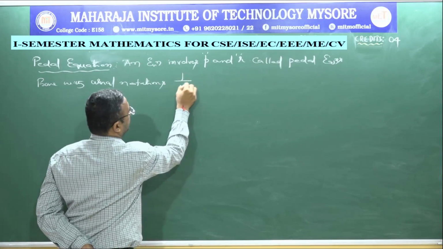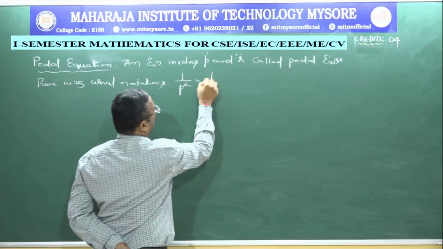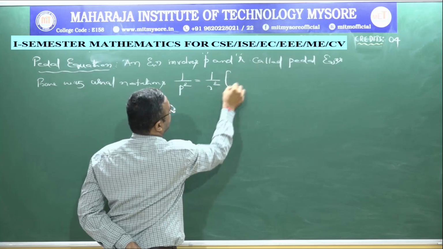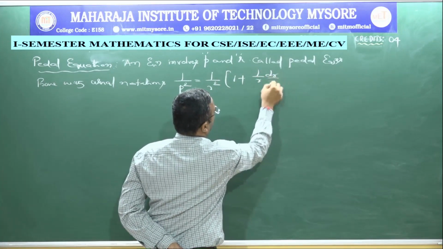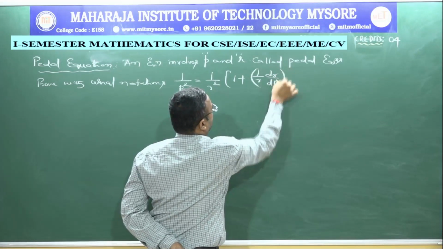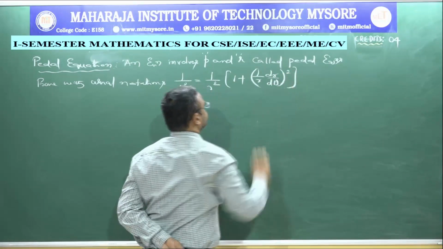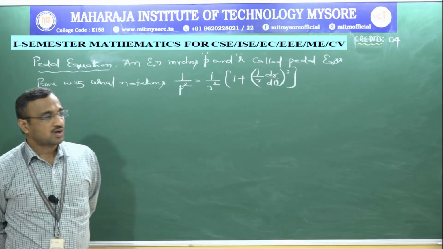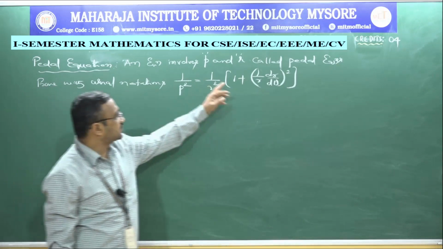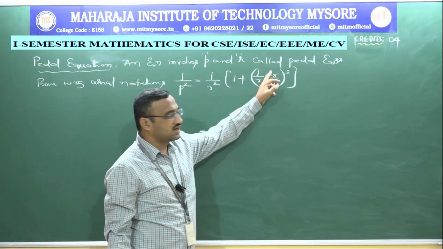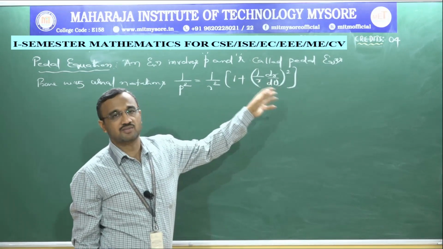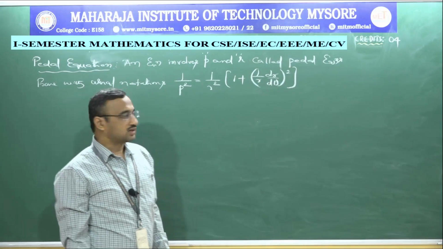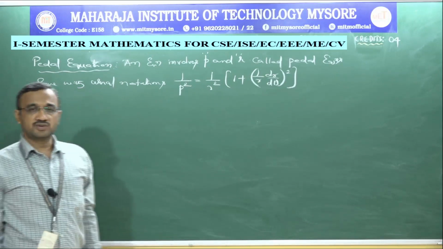1 by p square equals 1 by r square into 1 plus (1 by r dr by d theta) whole square. Or sometimes they ask 1 by p square equals 1 by r square plus 1 by r to the power four into (dr by d theta) whole square. So many forms are there, so I am writing the general form here now. Okay, so we are going to prove this.